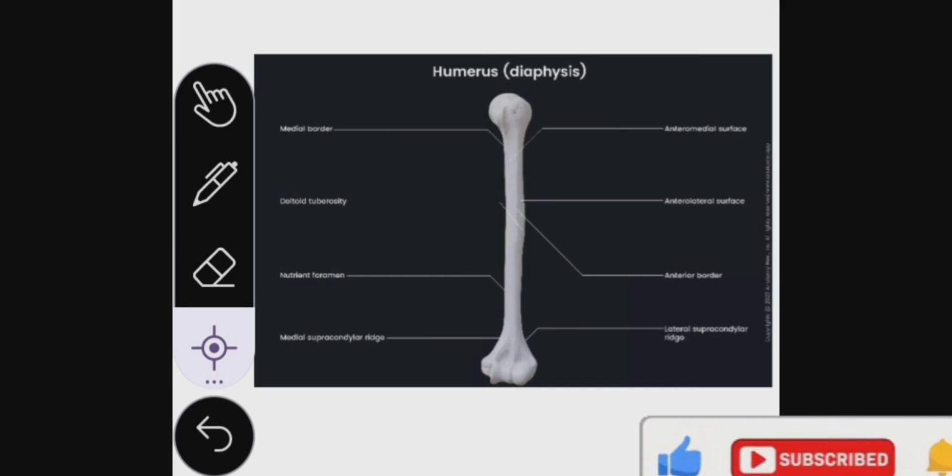Now, the clinical correlate you should know about the humerus is that the usual site of fracture is the surgical neck, and if there's a surgical neck fracture, you have damage to the axillary nerve. Then you have mid-shaft fracture that causes damage to the radial nerve, which results in radial nerve palsy, and you have the supracondylar fracture, which causes brachial artery injury. So this is the anatomy of the humerus.